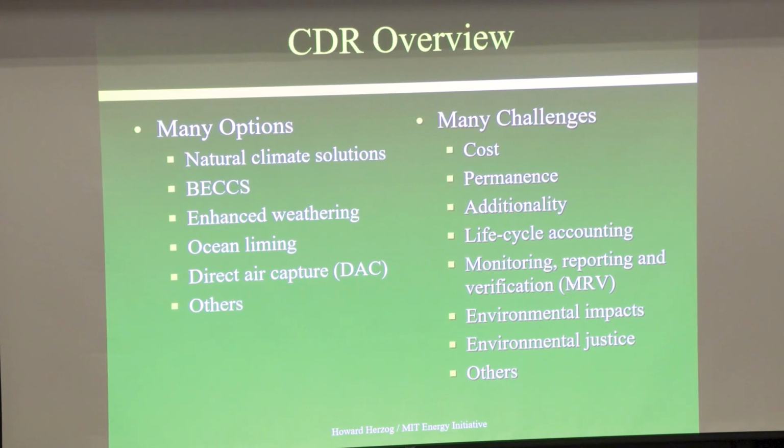Monitoring, reporting, and verification is very important. How do you do the accounting? You really have to do a life cycle accounting. If you're going to use energy to take things out of the air and create CO2 by using that energy, you've got to subtract it off. You've got to use the net removed, not the total removed. Are there environmental impacts with what you're doing? I mentioned ocean fertilization. I think this is a showstopper for that.